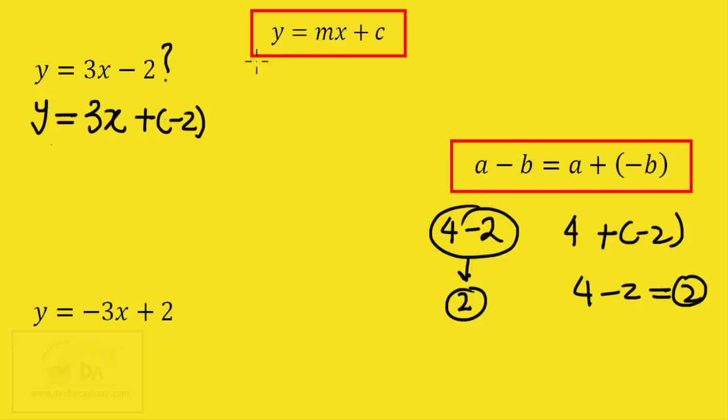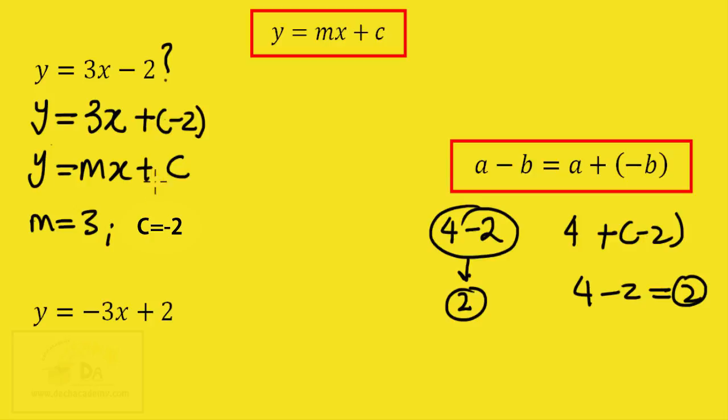Now comparing these two equations, you can tell that m is 3 and c is minus 2 just by comparing the coefficient of x, m, 3, and the constant term. Here we have plus a constant term. Minus 2 is a constant term. Minus 2 is a number.